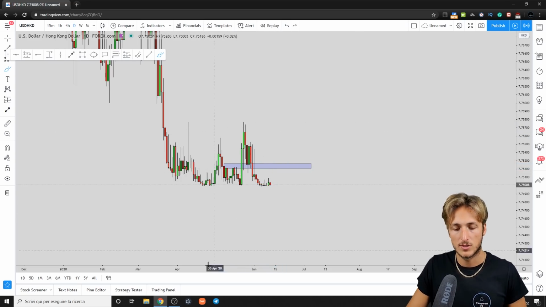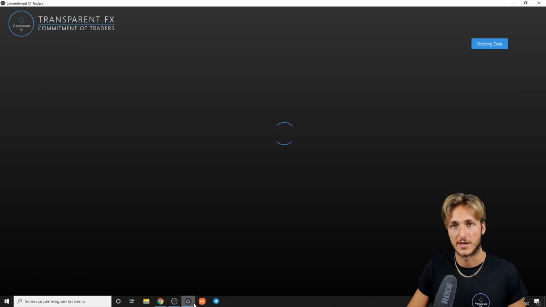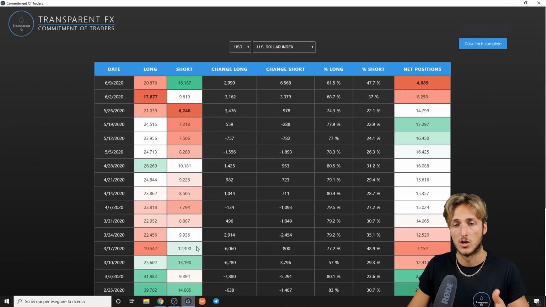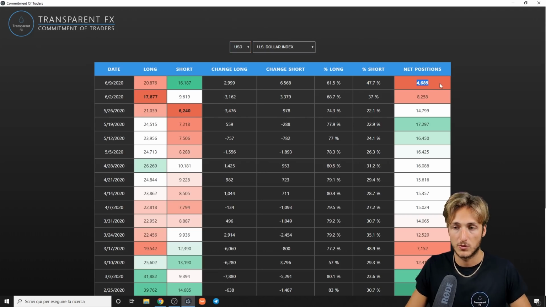Now, if we go and see what we have from a COT perspective, so commitment of traders, what big banks and institutions are currently doing from a USD perspective, but most importantly, it would be great to see what they have from an HKD perspective. However, we don't have it here in our COT charts. So what we can see is only from a USD perspective.